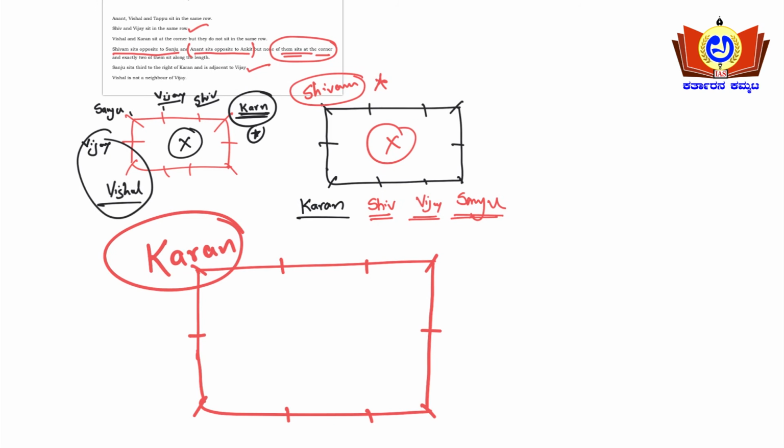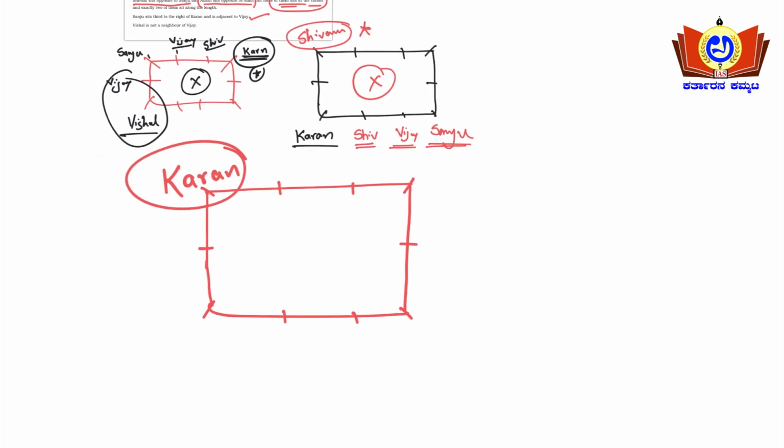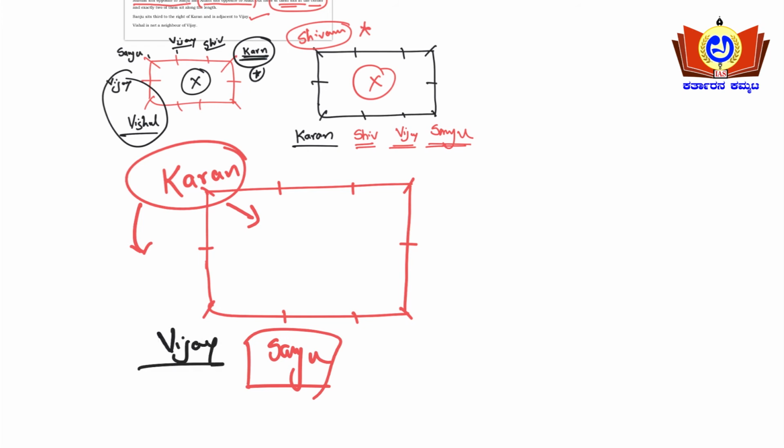So Sanju will be here now, because Karan is right, facing the center means to the right means this side. So Sanju will be here now. Okay, Sanju's position I got here now, and okay, Sanju is adjacent to Vijay. So Vijay will be here now. So Vijay will be here, and Shiv, Vijay are in the same row.